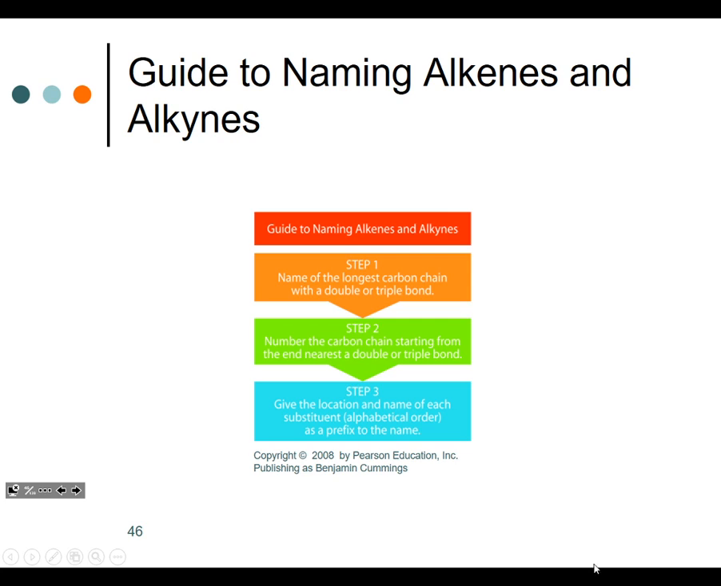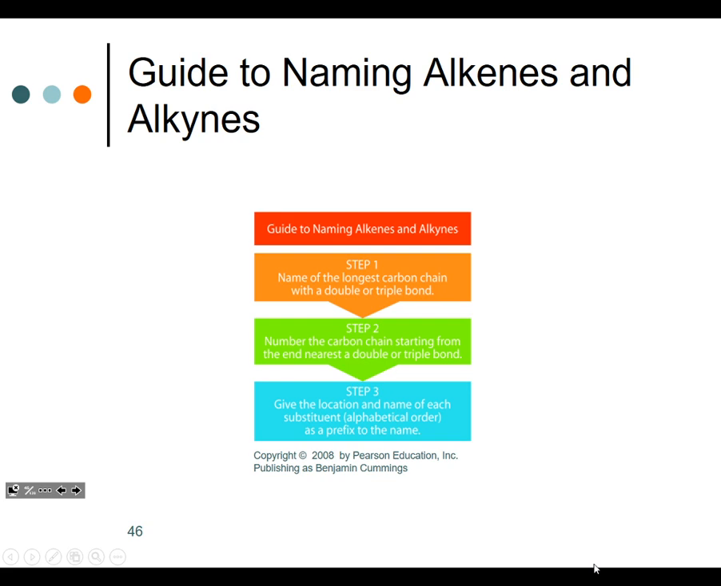So the guide to naming the alkenes and alkynes is very similar to what we've been doing. We're going to name the longest carbon chain first. The longest one with a double or triple bond, so make sure you see that. We need the longest one that has that double or triple bond in there. We're going to number the carbon chain starting from the end nearest the double or triple bond. So that's going to change things up a little bit.